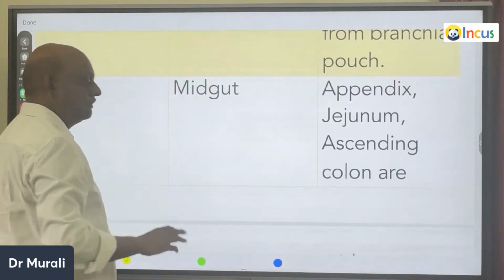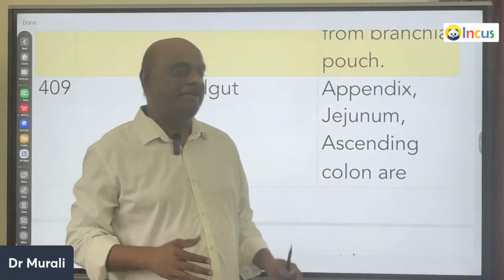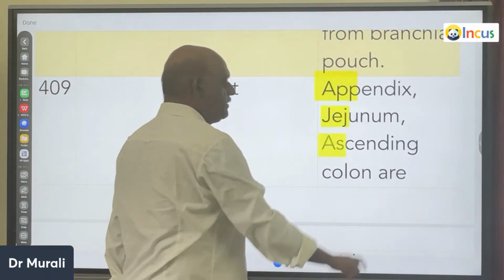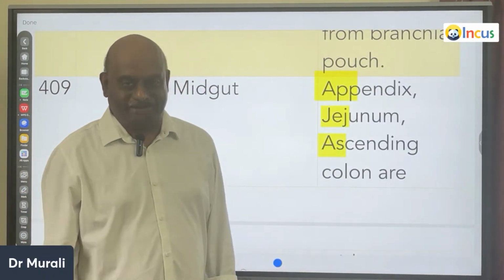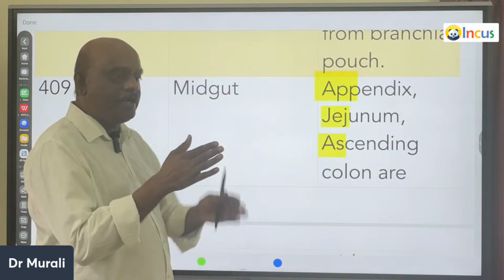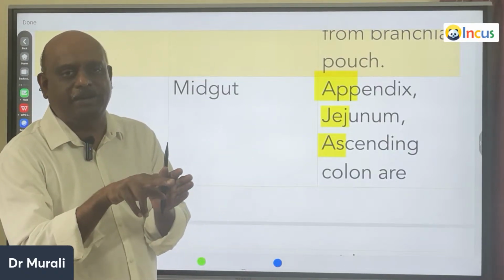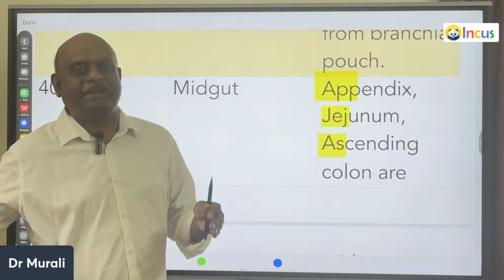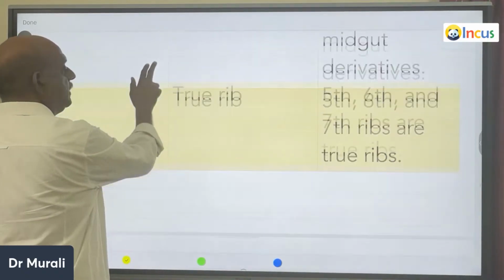Now what are the parts of the gut which are called the foregut, midgut and hindgut? The appendix, jejunum, ascending colon, they're all part of the midgut, right? Starting from the second part of the duodenum where the ampulla of Vater enters it, from there the midgut begins, which is the point of importance.